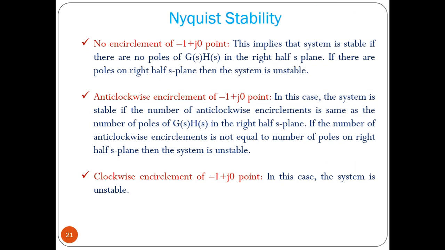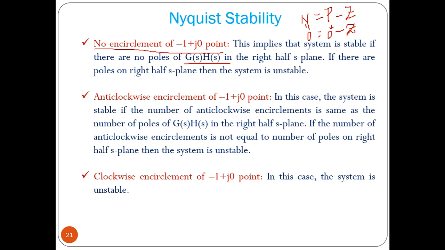Now according to the number of encirclements, if we do not have any encirclement of this critical point, this implies the system is stable if there are no poles of the open loop transfer function in the right half of the S-plane. That means N equals P minus Z is the formula. So if no encirclement means N equals 0, then to make your system stable, what should be the value of P? It should be equal to 0, then Z equals 0.